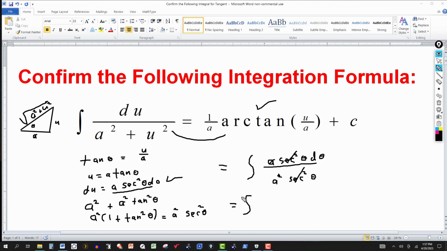1 over a. I just bring this outside the integral sign. That's a constant, so it's 1 over a. And then all I'm left with here is 1 d theta. And then we integrate with respect to theta here. So that's going to give me 1 over a theta plus the constant of integration.